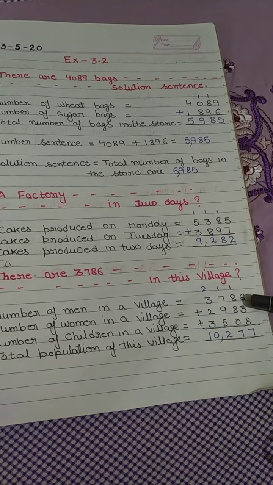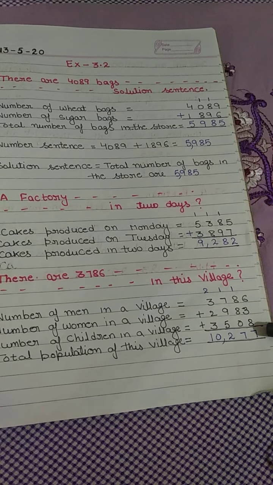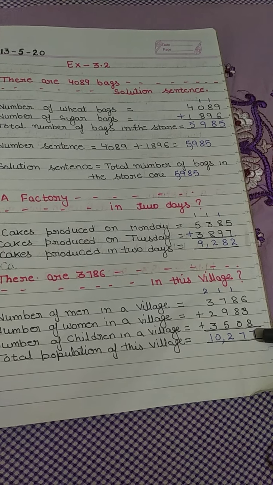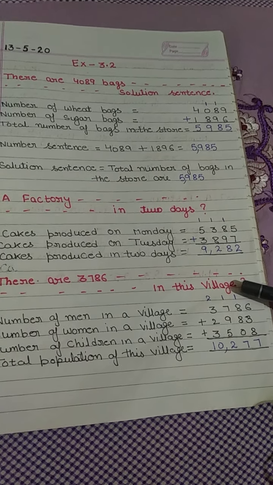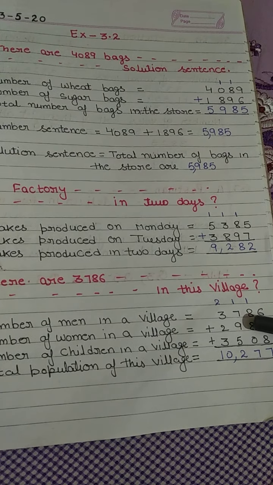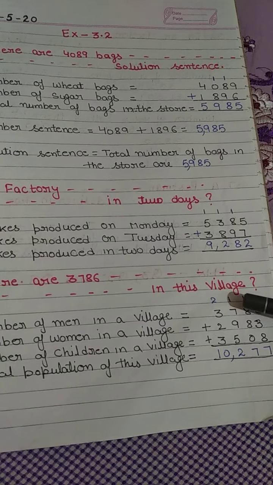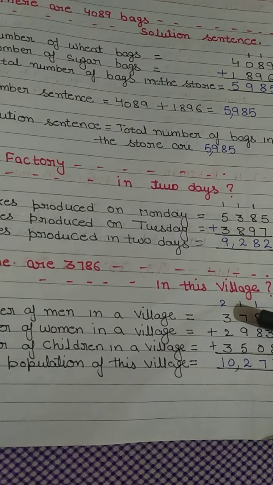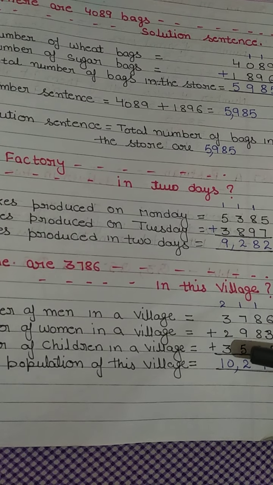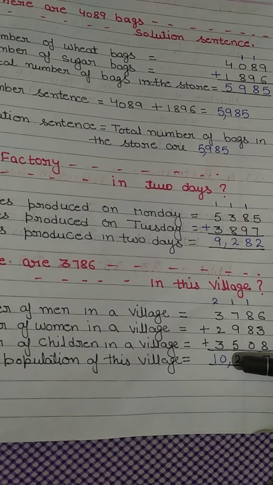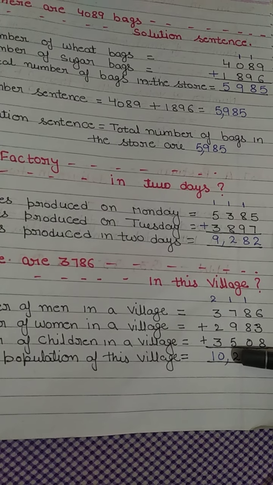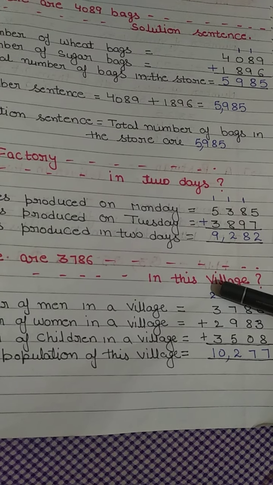Let us add. 6 plus 3 plus 8 is equal to 17. We write 7 here and 1 is carried over here. Then 8 plus 8 plus 1 plus 0 is equal to 17. We write 7 here and 1 is carried over here. Then 7 plus 1 plus 9 plus 5 is equal to 22. We get 2 here and 2 is carried over here.